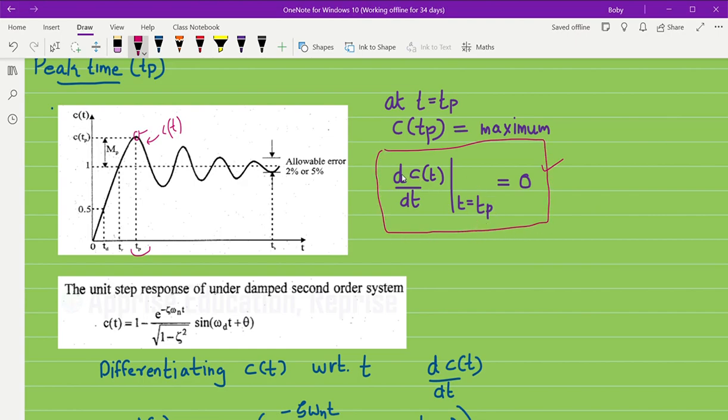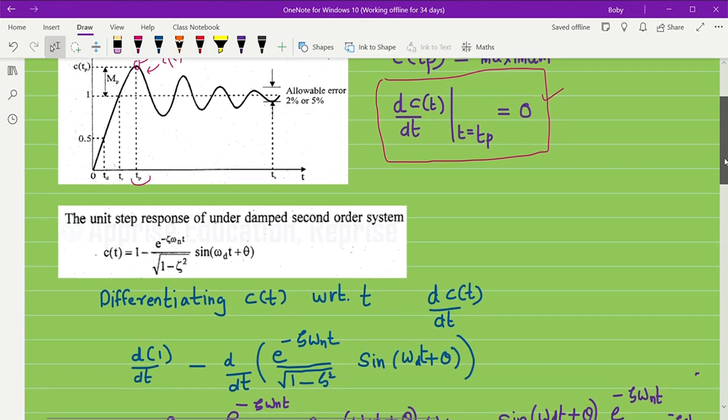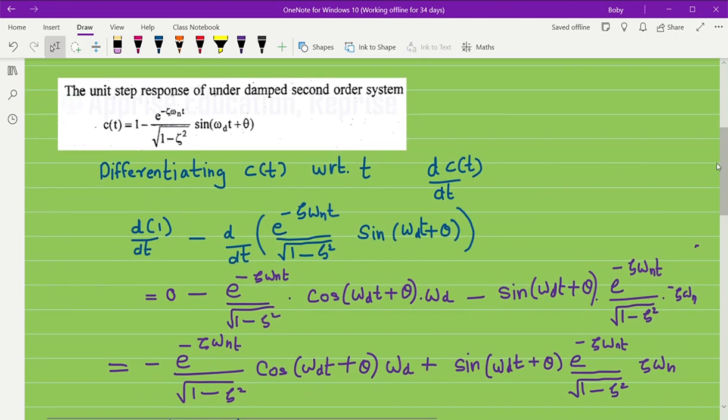That means we are taking the derivative of C of t, putting t equal to TP, and considering that to be equal to 0. So once again, let us take the response of the second order system for the underdamped case. That is C of t here. You have to learn this expression by heart, and differentiating C of t with respect to t, that means we have to find d by dt of C of t.